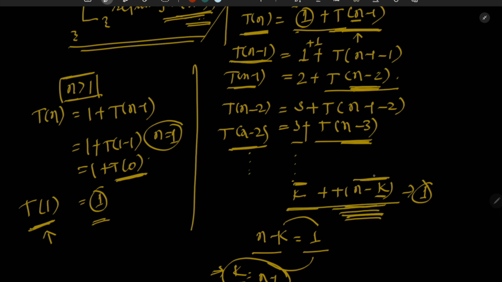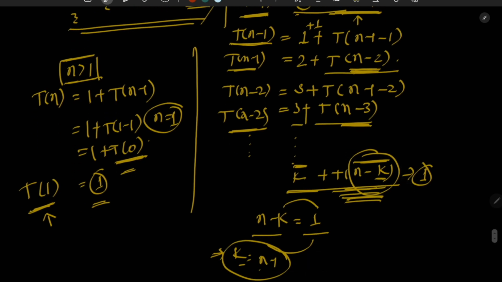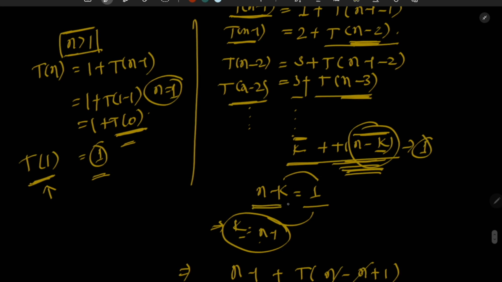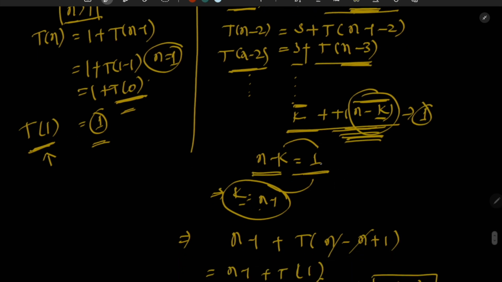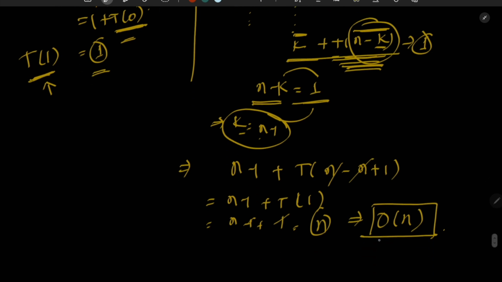And we wanted to give an end to this one. And this thing is going to end when this thing becomes 1, because that is our base case. So this gave us this particular equation, and from this equation we found out that this thing is going to be 1 when the k value is n minus 1. The same thing we replaced in this equation, and we reached the conclusion that the time complexity is going to be big O of n, right?